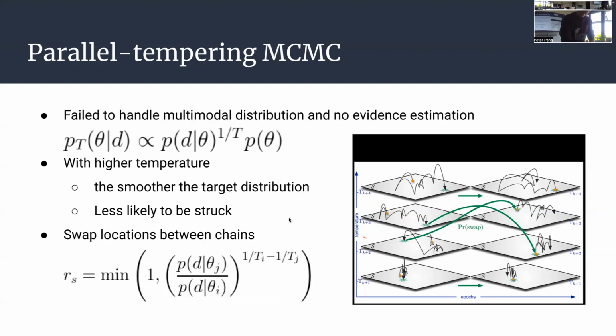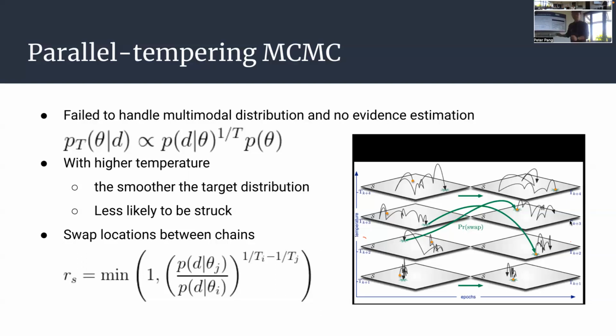But then, at some point, there's a probability that the locations between two different temperature chains will swap. Therefore, the high temperature chain can help the temperature 1 chain to sort of teleport to a completely new region of the parameter space. And this diagram shows it quite well.